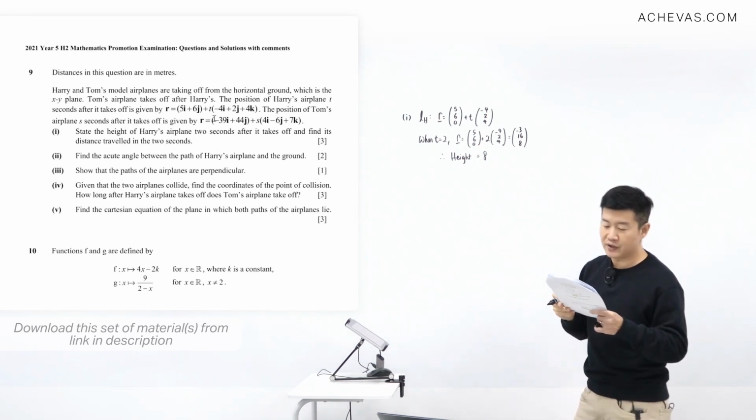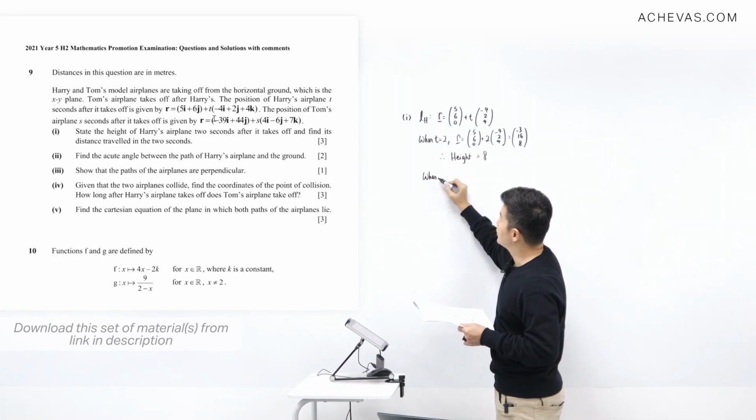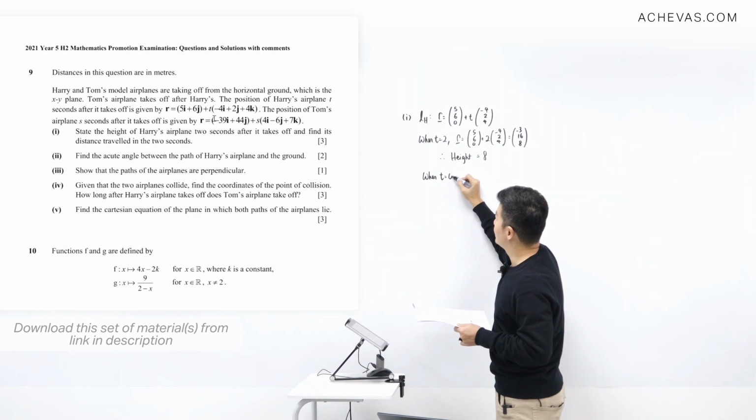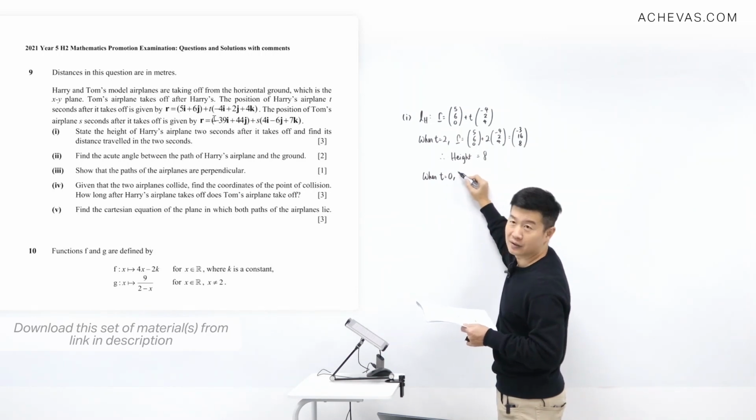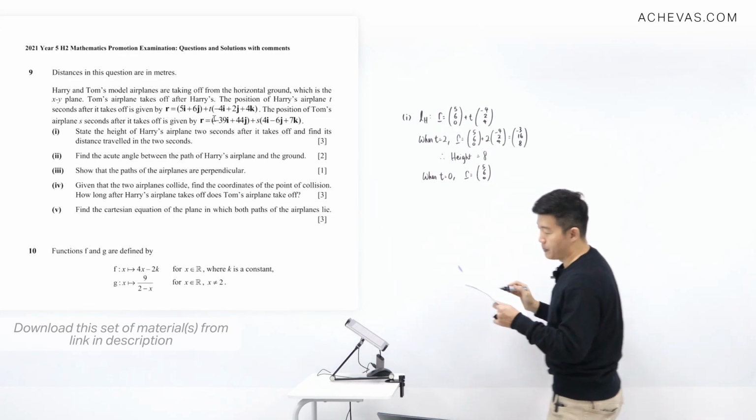Find the distance traveled in the first 2 seconds. So we already know its position vector at the second second. So let's look at its position vector when it was still before it takes off. When t is equal to 0, that is before it takes off, r is going to be equal to just 5, 6, 0.